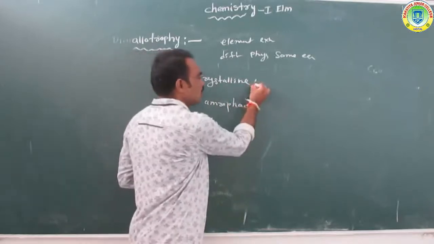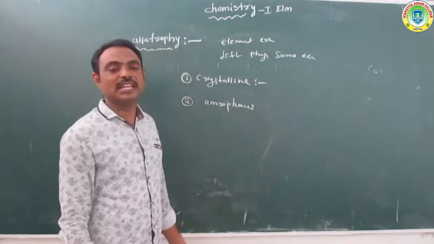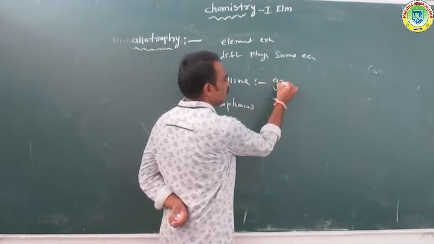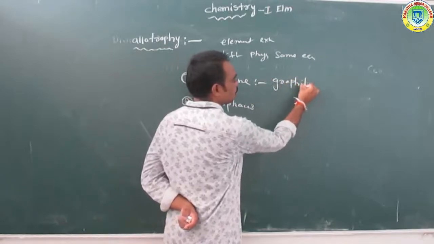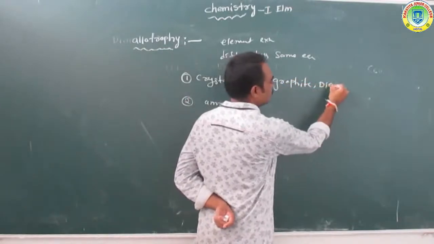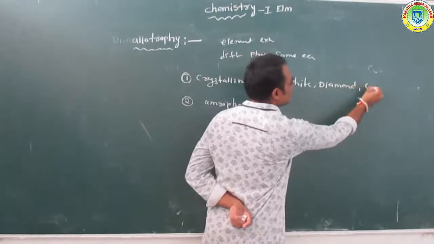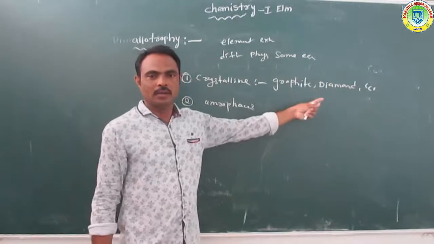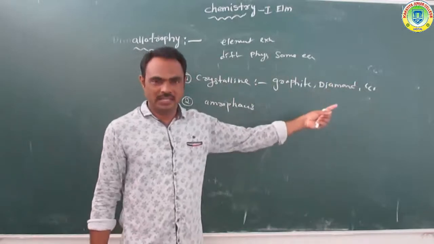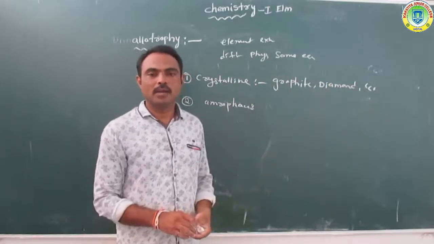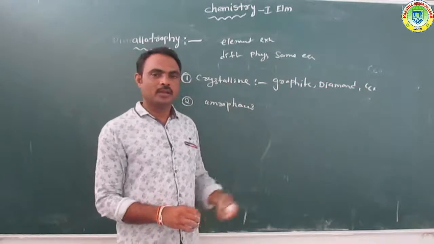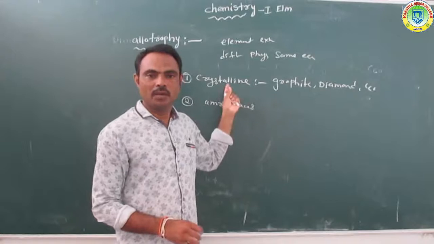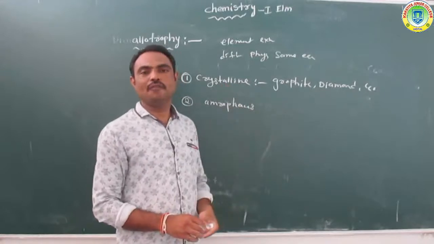So what is the example of crystalline allotropy of carbon? Suppose graphite, diamond and C60. Okay, graphite, diamond, C60. C60 means Buckminsterfullerene. These three compounds are some of the best examples of crystalline allotropy of carbon.